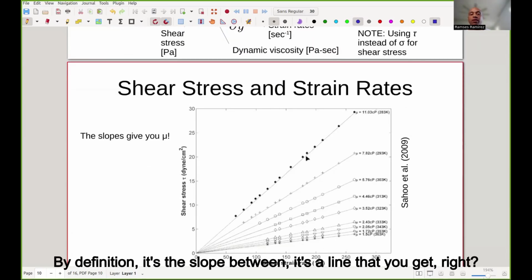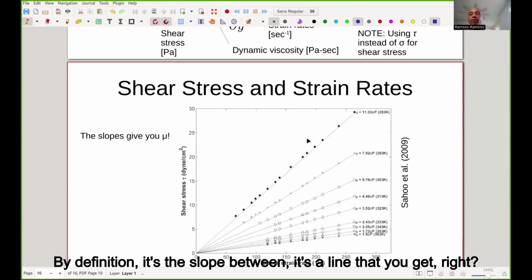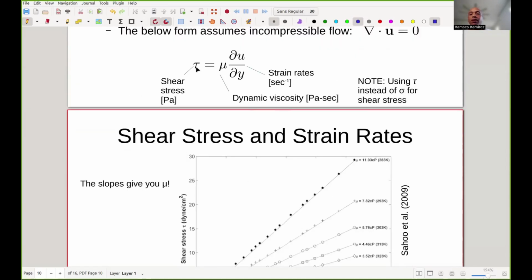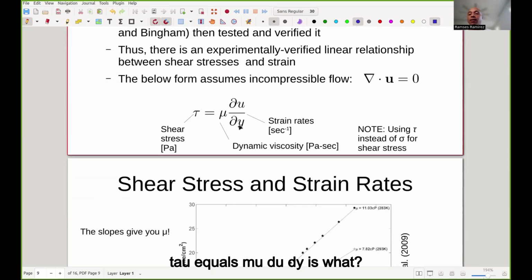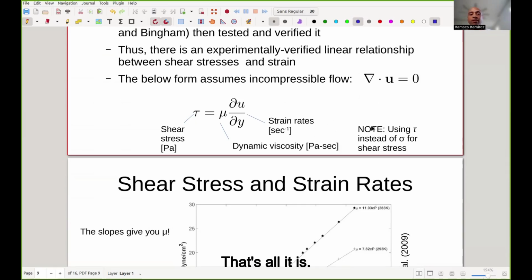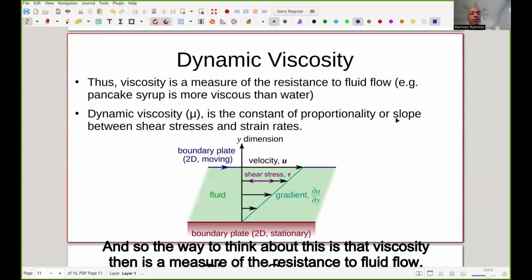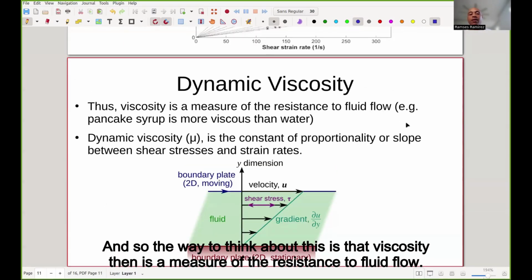By definition, it's the slope of a line that you get, right? This is basically tau equals mu du dy. It's just the equation of a line, y equals mx plus b, where b is zero. That's all it is. And so the way to think about this is that viscosity then is a measure of the resistance to fluid flow.